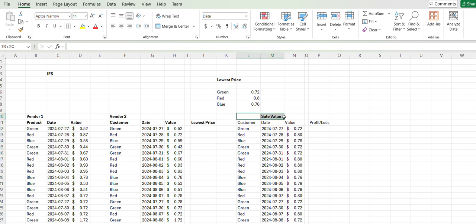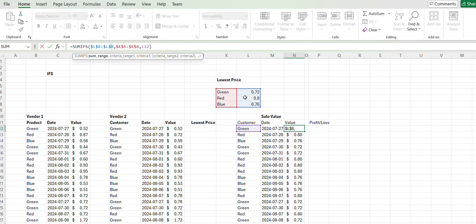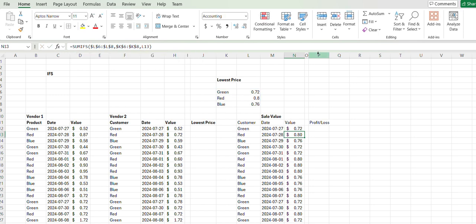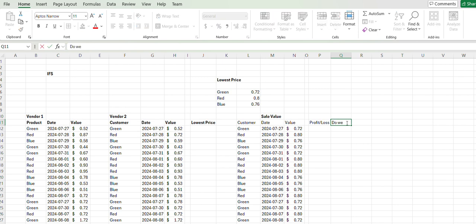And over here to the right, we've got the sale column. So these are the values that we can sell. You can see we've employed a little sum ifs action here. So our sale price for green is 72 cents. Our sale price for red is 80 cents, and our sale price for blue is 76. So at the end of this, let's go like this. This video might take a little longer.